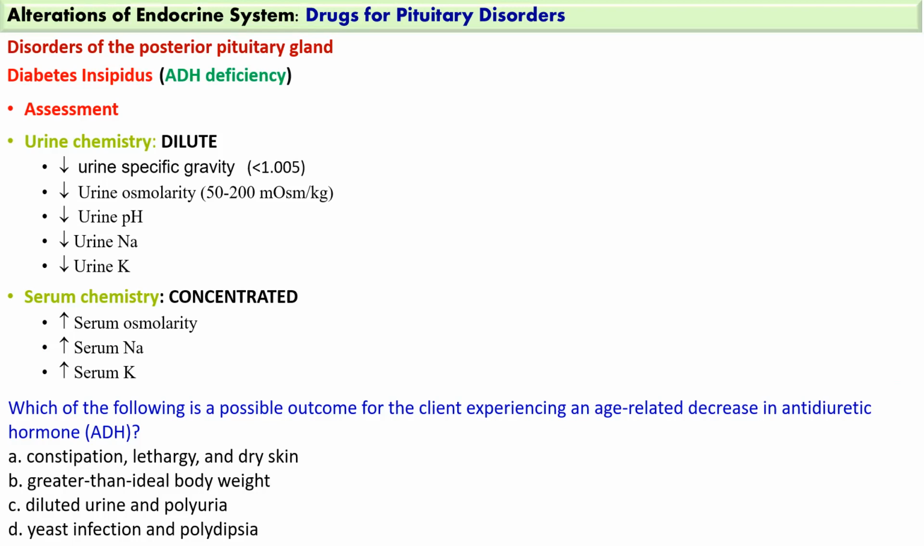Now, which of the following is a possible outcome of the client experiencing age-related decrease in antidiuretic hormone? So when there is a decreased ADH hormone, we anticipate diluted urine and polyuria.